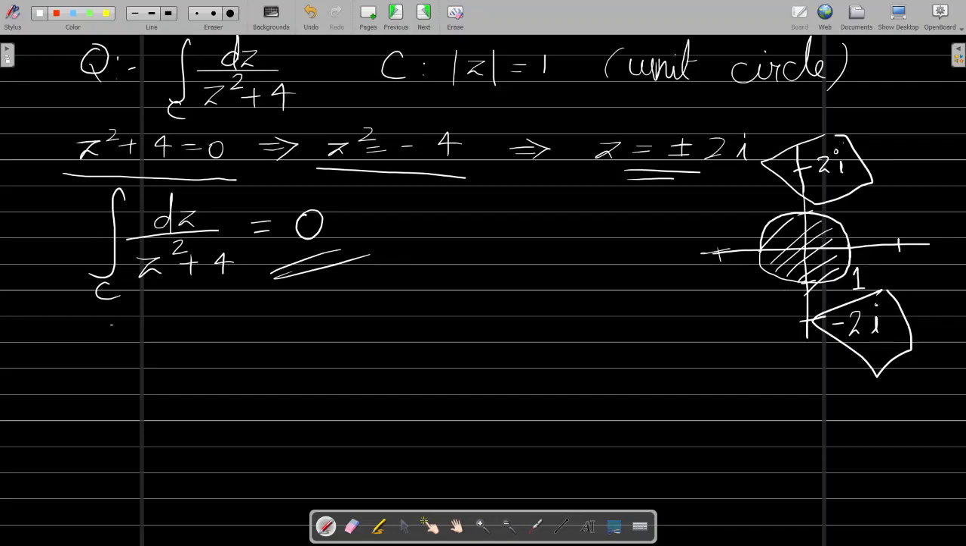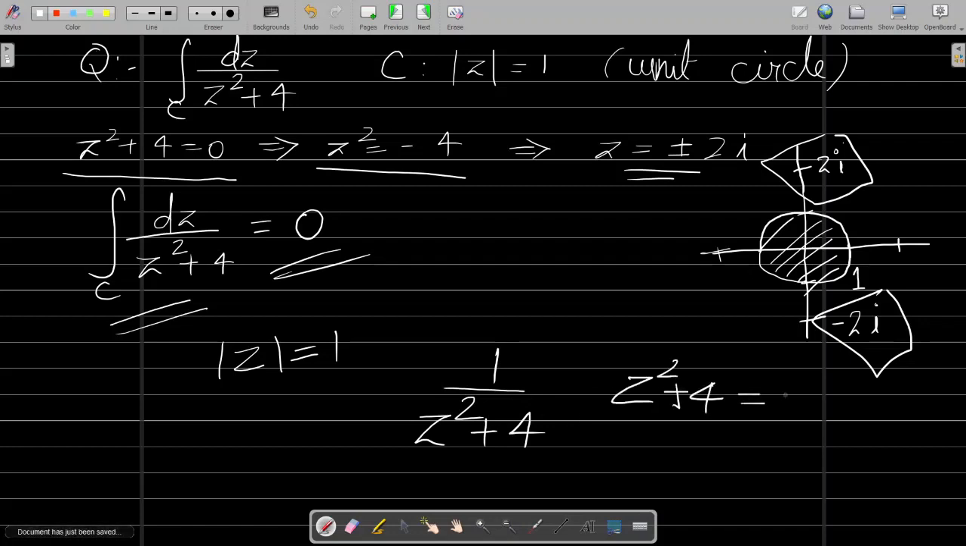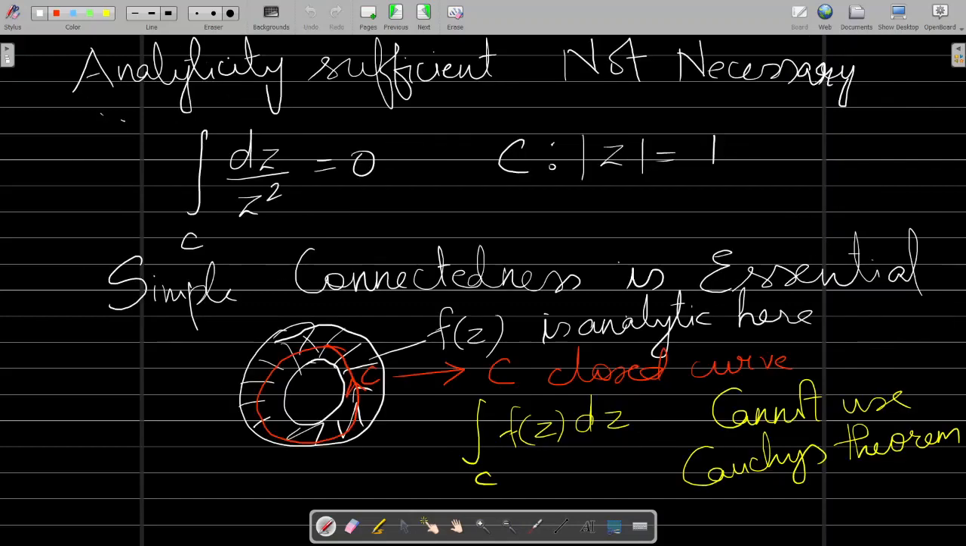So the integral over c of dz by z square plus 4 is equal to 0, because inside mod z equal to 1 the function is analytic. You just have to consider the points where the function is not analytic or not defined. So 1 by z square plus 4 is not defined whenever z square plus 4 is equal to 0. It is not analytic whenever z square plus 4 equal to 0, or z equal to plus or minus 2i. But these points are outside of our region, so the function is analytic.